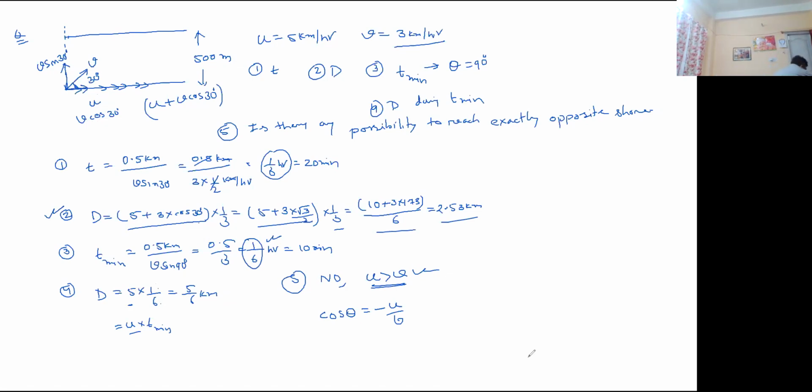ওকে, মানে নট পসিবল টু ক্রস দি আদার শোর। হ্যাঁ, to reach exactly opposite shore, the condition was V must be greater than U, but in the question it is given U is greater than V, so exactly opposite shore is not possible to reach. বোটের স্পিড রিভারের চেয়ে বেশি হলে then we can reach the opposite shore. এখানে river is greater than swimmer. ঠিক আছে? ইয়েস স্যার.